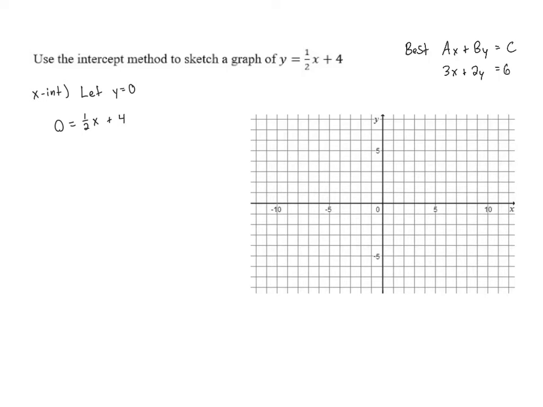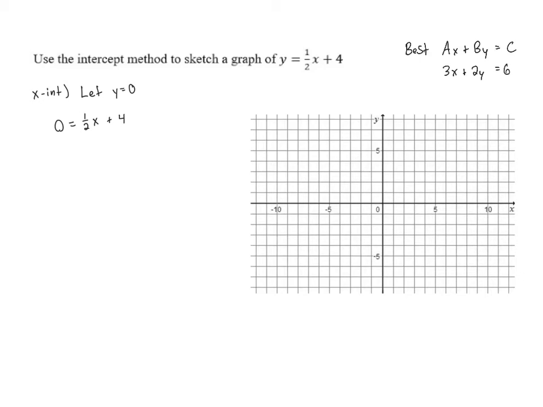But this format is different. In this case, we have y on one side and x on the other side. The next topic that we're going to cover is a method that works really well here. But we can still do the math. We can still solve for x.